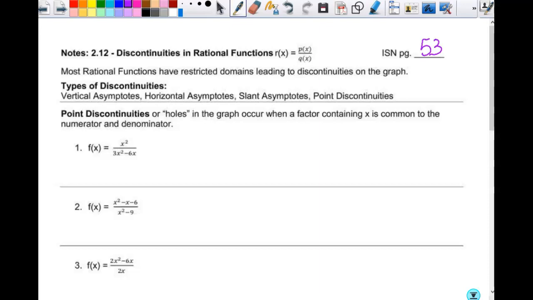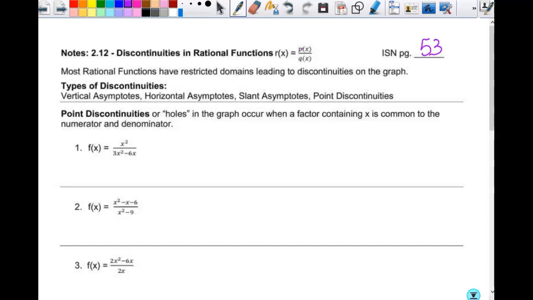Just like a rational number is a number that can be written as a ratio of two numbers, a rational function is a function that can be written as a ratio of two functions. This is important. It's not just that it looks like a fraction. If I have 2x plus 3 over 5, it looks like a fraction, but that's not a rational function because there's not a variable in the denominator.